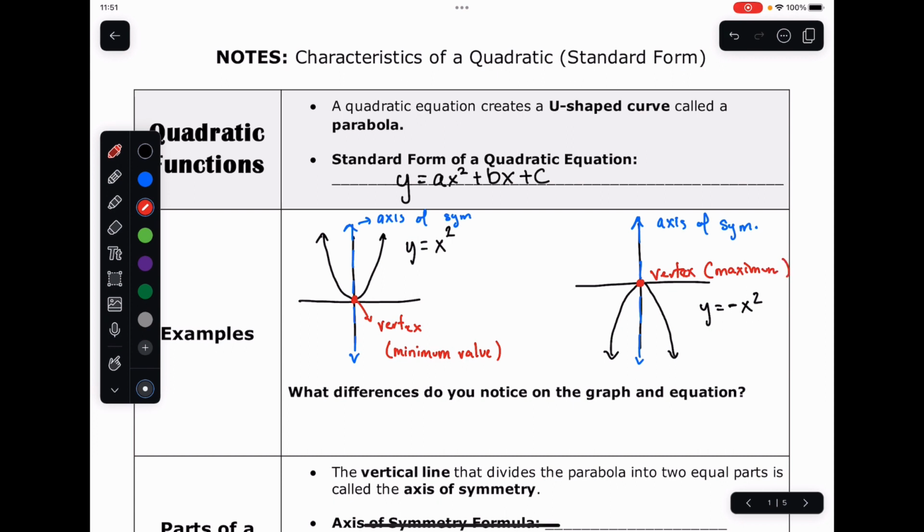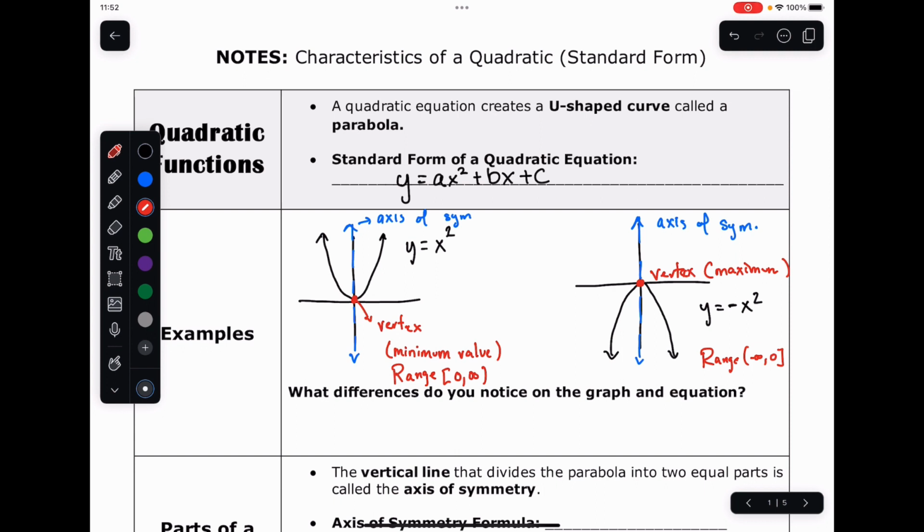So because of that, the range of our function is going to be all of the values less than that highest point of 0. So the range for this one would be all of the values of y from negative infinity to 0, including 0. While when the parabola opens upwards, the range is going to be the minimum value, which is 0, to the maximum value of infinity.